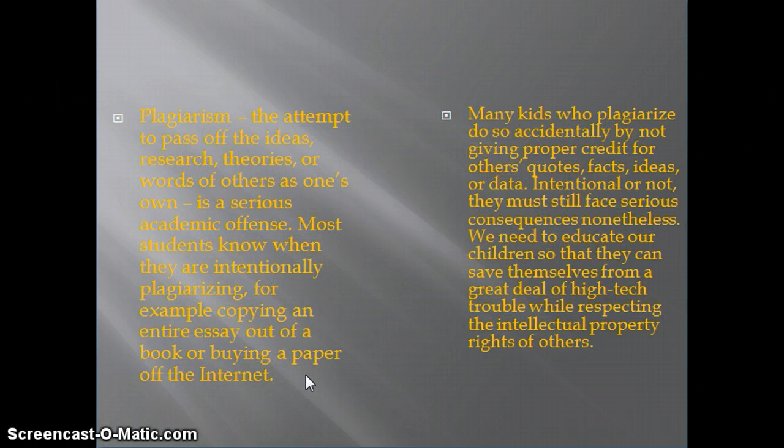Plagiarism: the attempt to pass off the ideas, research, theories, or words of others as one's own is a serious academic offense. Most students know when they are intentionally plagiarizing, for example, copying an entire essay out of a book or buying a paper off the internet. Many kids who plagiarize do so accidentally by not giving proper credit for other quotes, facts, ideas, or data. Intentionally or not, they must still face serious consequences nonetheless. We need to educate our children so that they can save themselves from a great deal of high-tech trouble while respecting the intellectual property rights of others.